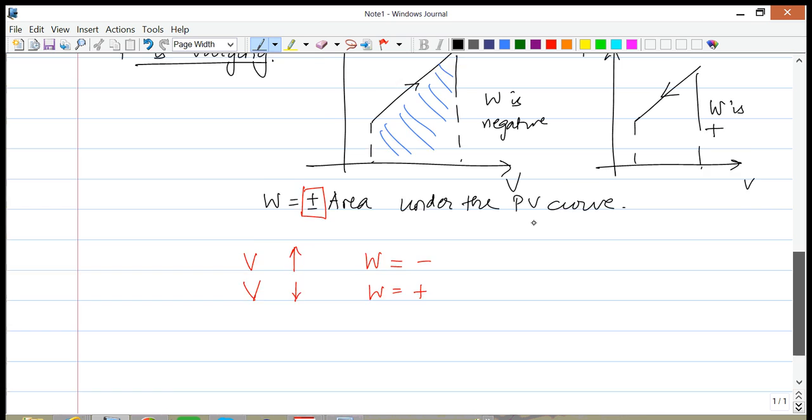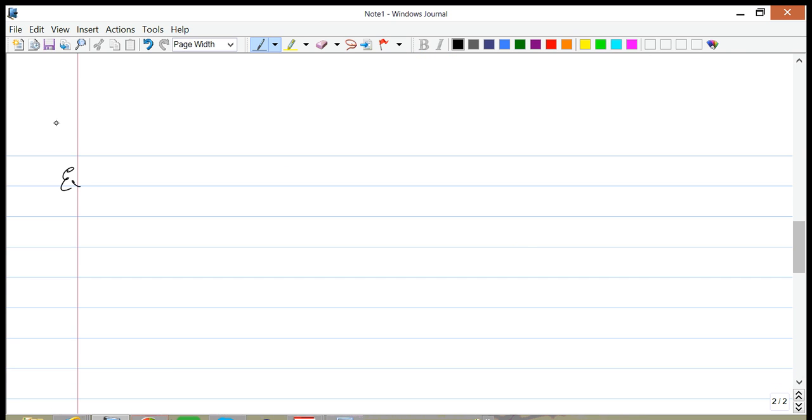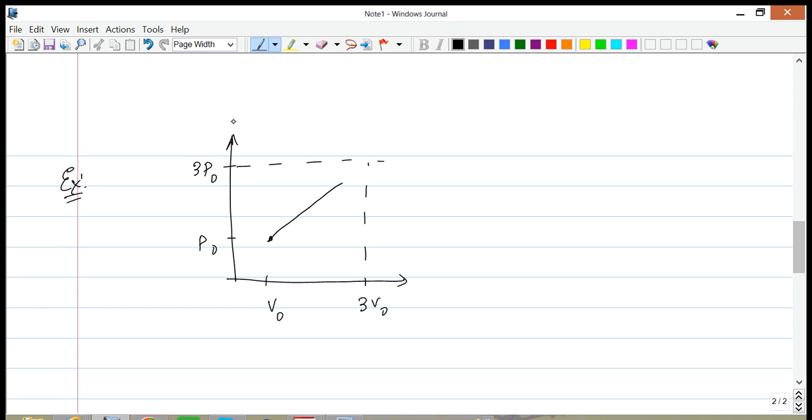Okay, alright, so let us apply this concept to a couple of simple situations. So first example, we'll just take the example that we just had. So let us say we have a process in which the volume goes from V0 to 3V0 and the pressure goes from P0 to 3P0. Okay, and let us say that the gas expands in this manner. Then we're going to ask what is the work done.